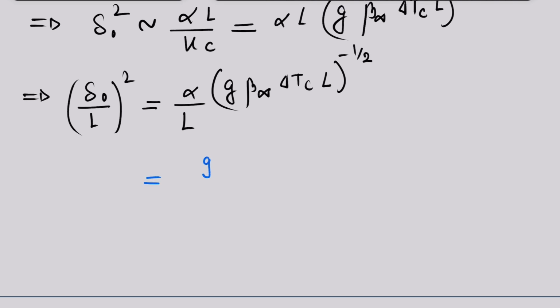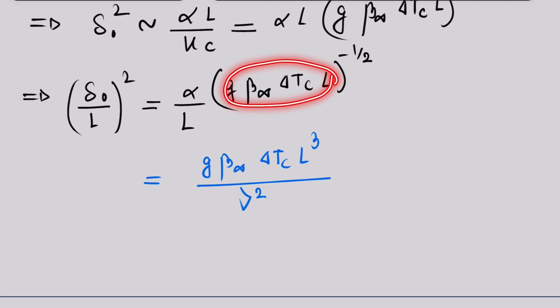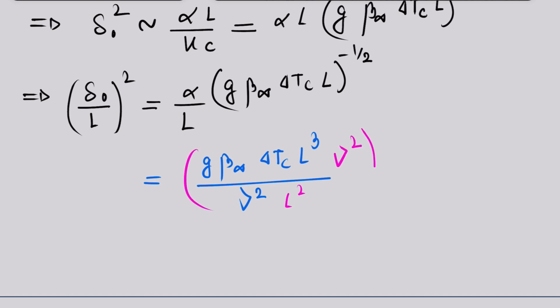So see, g beta infinity delta Tc L cube by nu square. This is my Grashof number. Now here in this whole to the power half, I will keep it like that. What I have done is, with this term I have multiplied 1 L square above, 1 L square below. That means I have to bring 1 L square here and 1 nu square below. That means to cancel it out, I need to bring 1 nu square above, and the rest remains same, and there is one alpha by L.